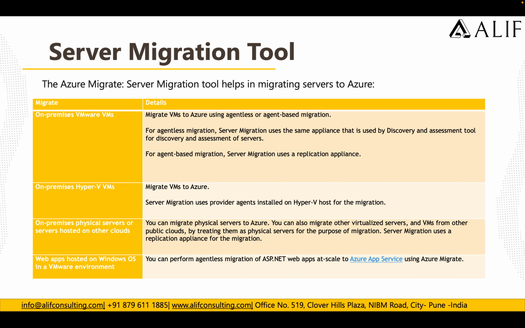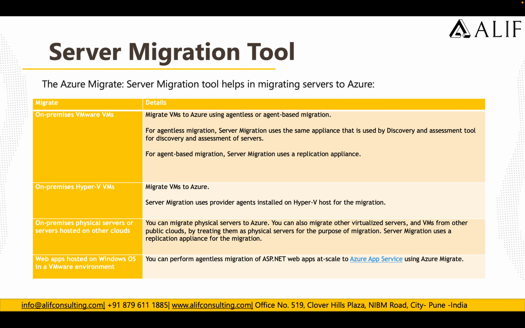The third capability which we have under the server migration tool is on-premise physical servers or servers hosted on another cloud. So that's something we can do. It's a kind of agent-based migration. It allows us to migrate VMs or physical servers which are running on physical hardware, or if we have any servers running on another cloud, we can use this tool to migrate the VMs directly to Azure as well.